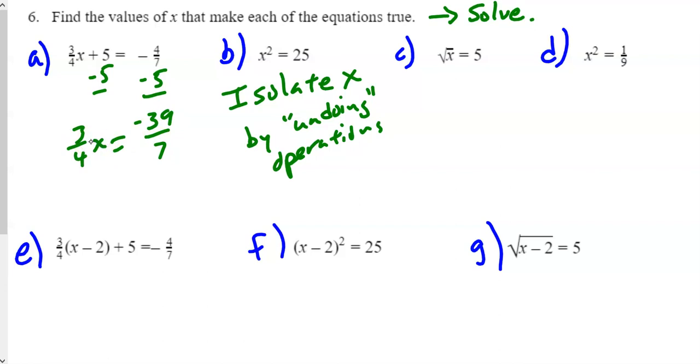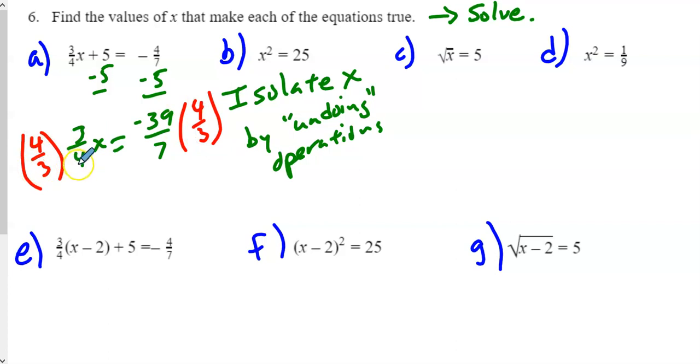Okay, so how do we get rid of this 3/4? How do we undo this operation? Well, some people might say I'm taking 3/4 and I'm multiplying by x, so I need to divide by this. And I agree with that. Dividing by a fraction, though, is the exact same thing as multiplying by its reciprocal.